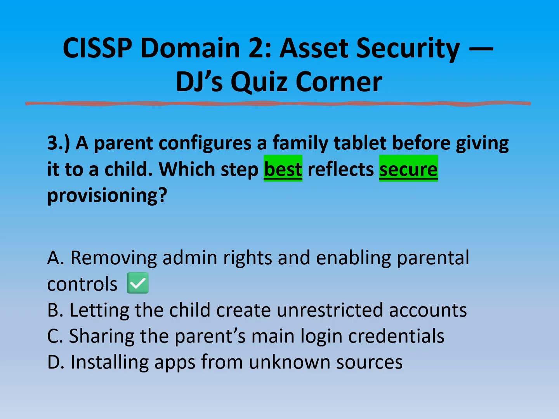And the correct answer is A. Removing admin rights and enabling parental controls. Provisioning equals assign least privilege at setup. A applies separation of duties and principle of least privilege. B through D increase the risk.